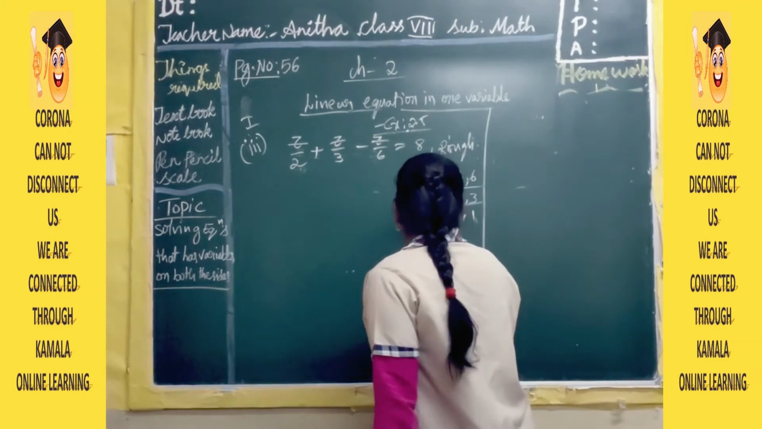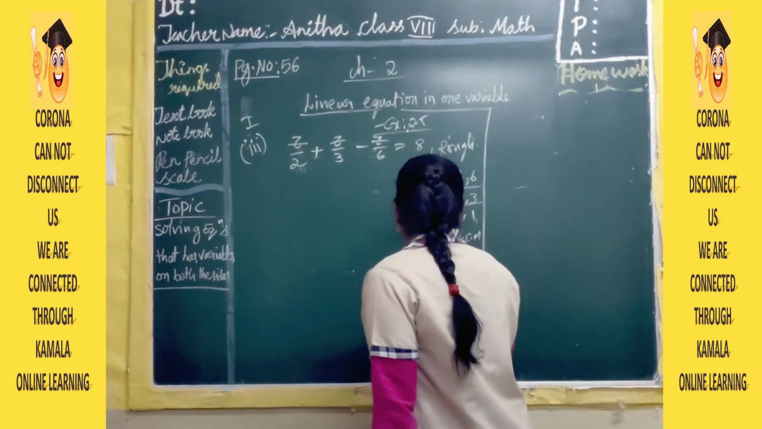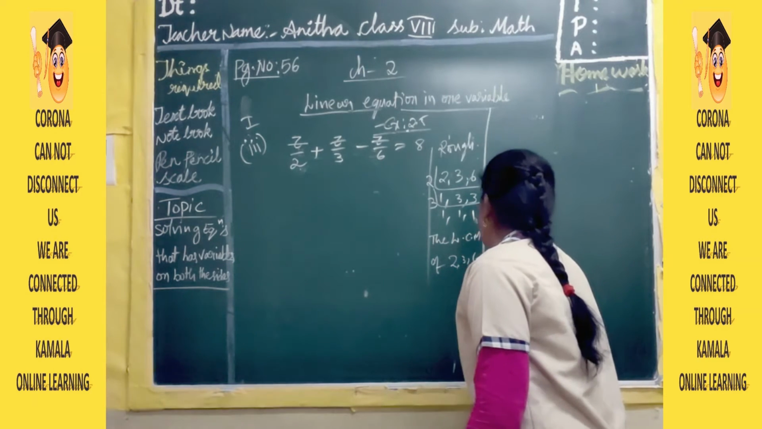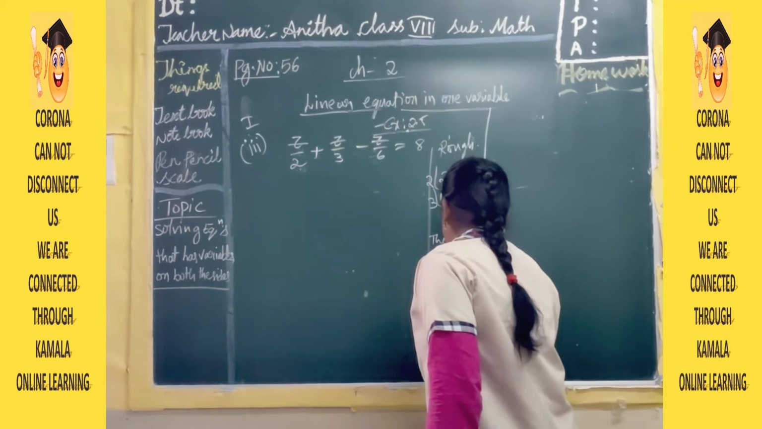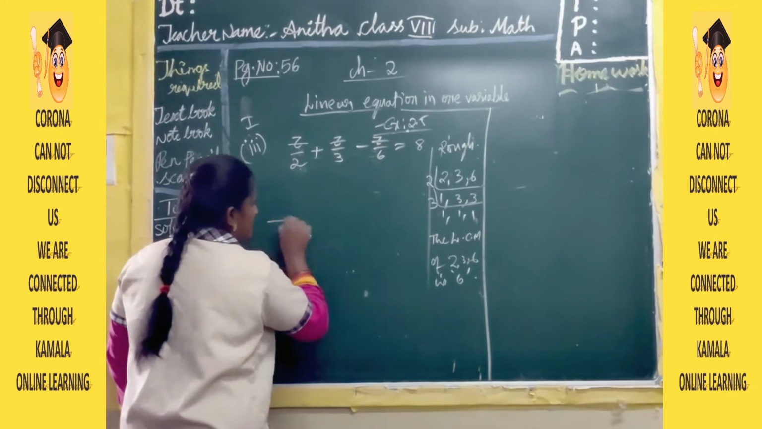The least common multiple of 2, 3, 6 is 6. Okay, children. Now 6 is the LCM.